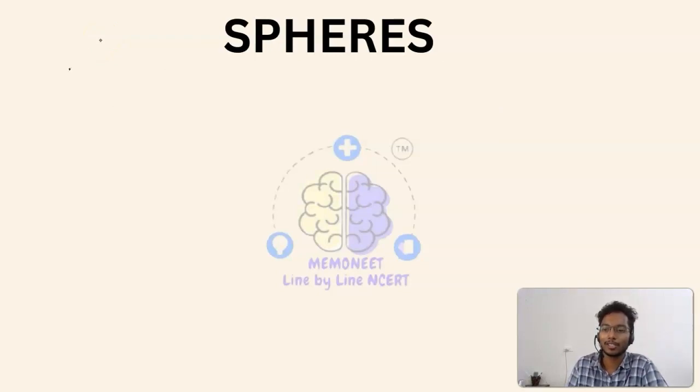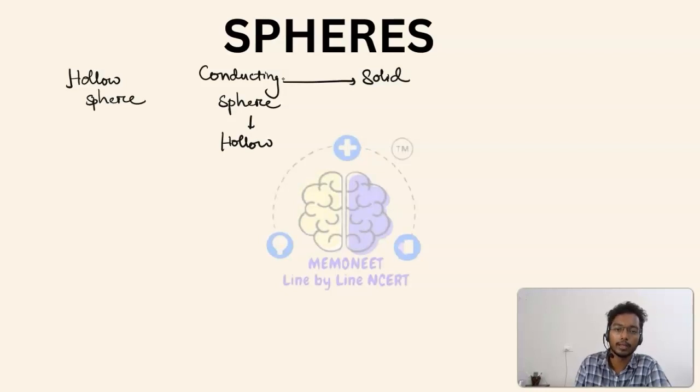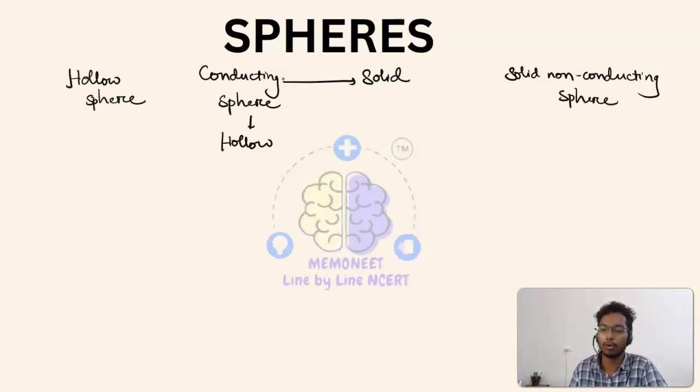Okay, the first is we take hollow spheres, then conducting spheres. We have a solid conducting sphere and a hollow conducting sphere, and then a solid non-conducting sphere. So in this, let's say we have a hollow sphere.